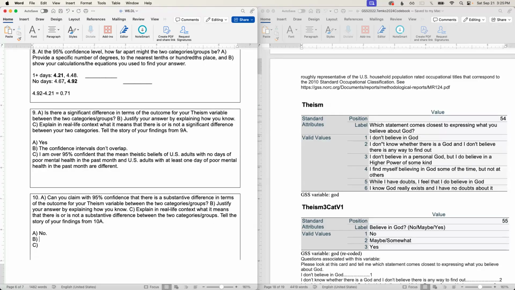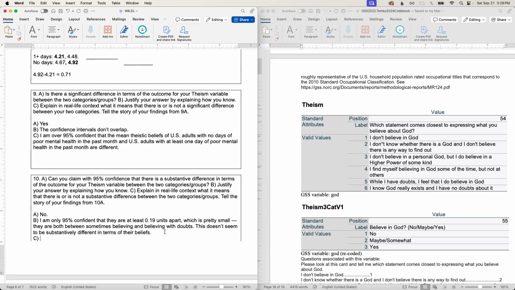I'm going to say I am only 95% confident that they are at least 0.19 units apart, which is pretty small. They are both between sometimes believing and believing with doubts. And I could just say this doesn't seem to be substantively different in terms of their beliefs, right? They're pretty much the same there. And then what does it mean in real life context?